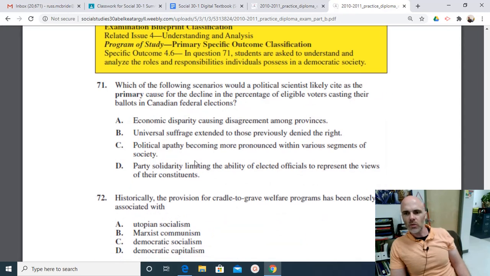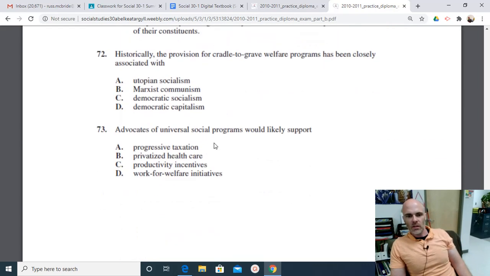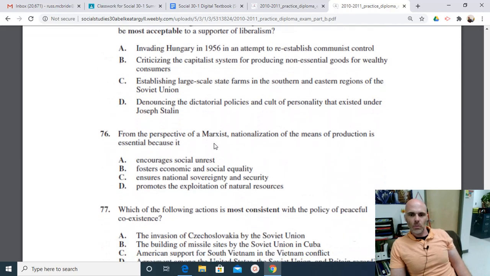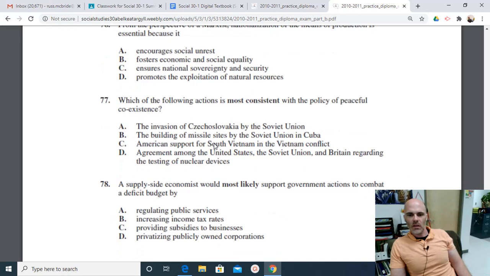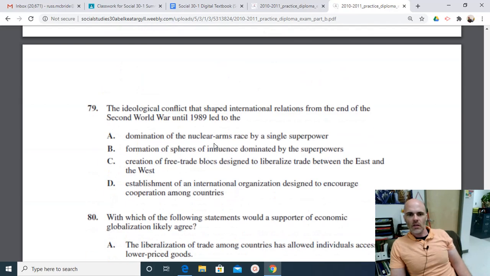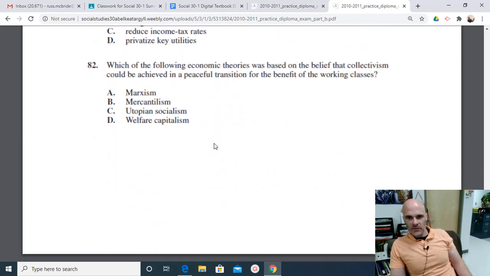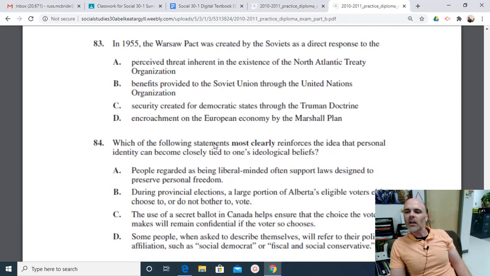Which of the following scenarios would a political scientist likely cite as the primary cause for decline in the percentage of eligible voters casting their ballots in Canadian elections? Economic, universal, apathy. Why wouldn't it be apathy? Decline is apathy. Historically, the provision that's economic, that's Cold War, economic, Cold War.